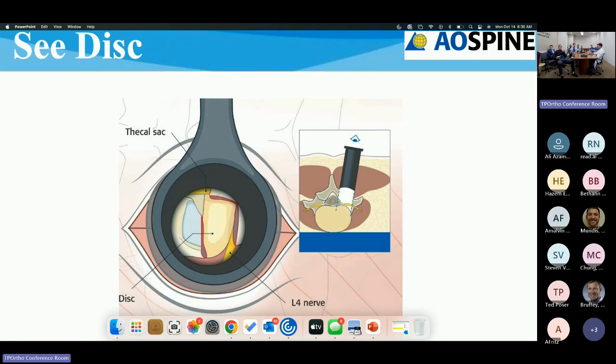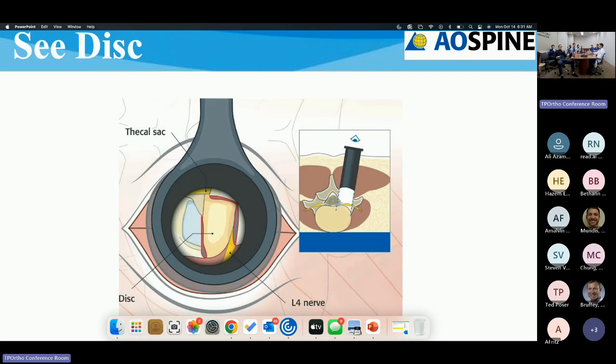So then you're basically looking at the disc. You can see the thecal sac and the traversing nerve root. You can see the exiting nerve root there. One thing about this: when somebody's got a grade 2 spondylolisthesis, oftentimes the exiting nerve root is pulled down with the vertebra above. So in terms of depth, it's in the same plane as the disc, which is maybe counterintuitive. So you just have to be a little bit careful when you're working with the disc. The exiting nerve root can be pretty close.